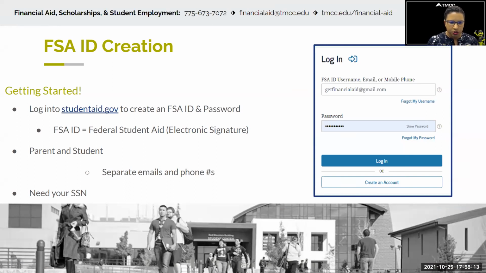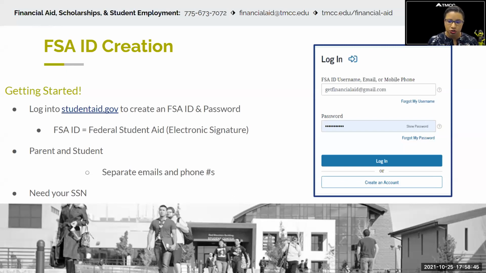So an FSA ID does need to be created by one parent and the student, and they each have to have separate emails and separate phone numbers associated with the FSA ID. So you can't sign up for your student's FSA ID and for the parent FSA ID with the same email or the same phone number. You don't need an email and a phone number for it, but you do need one or the other.